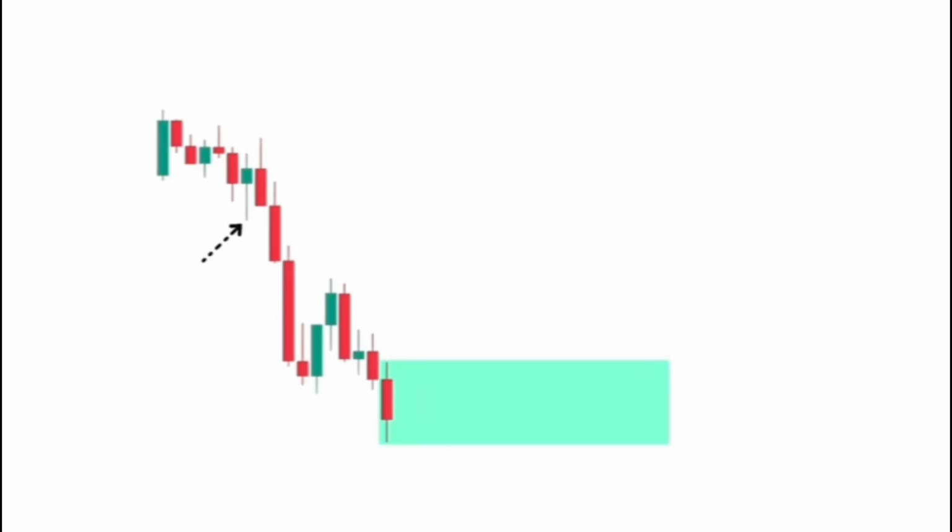Now look here. A hammer candle formed at this point, indicating that the selling pressure was weakening and the market was starting to show signs of weakness. However, the formation of a hammer candle alone is not enough. After that, a strong bullish candle formed and broke above the hammer candle's high with a body close. This means buyers are now becoming active in the market, and control is gradually shifting from the sellers to the buyers. As you can see on the chart, the price then started moving upward and continued its bullish move.